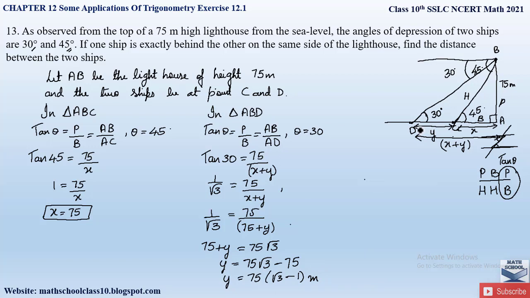As we had to find out the distance between the two ships, here the distance between the two ships D and C is Y. So we got the Y value as 75 into root 3 minus 1 meter. So therefore you can write the distance between the two ships is 75 into root 3 minus 1 meter. Right, so this is how we solve this question number 13.